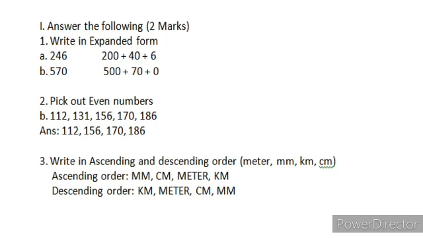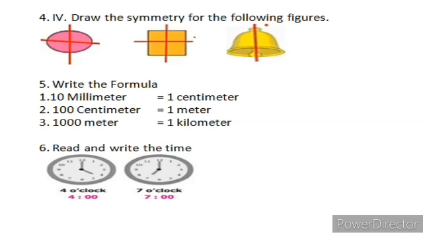Question number 3. Write in ascending and descending order. Meter, millimeter, kilometer, then centimeter. Ascending order means smaller to bigger. So millimeter, centimeter, meter and kilometer. Descending order means greater to smaller. Kilometer, meter, centimeter, then millimeter.